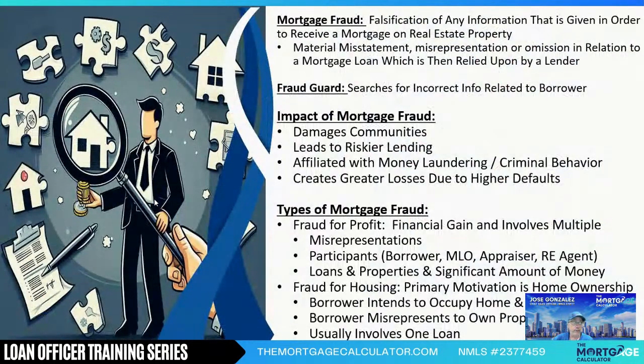So, what do we mean by mortgage fraud? Mortgage fraud is a falsification of any information that is given in order to receive a mortgage on real estate property. It's going to involve usually a material misstatement, misrepresentation, or omission, right? Omitting information, you're just as guilty of fraud as giving bad information. So, material misrepresentation, misstatement, or omission in relation to a mortgage loan, which is then relied upon by the lender to issue a decision. So, just imagine if all the documents are fraudulent and the lender's approving it based on fraudulent info, that's going to be a big problem.